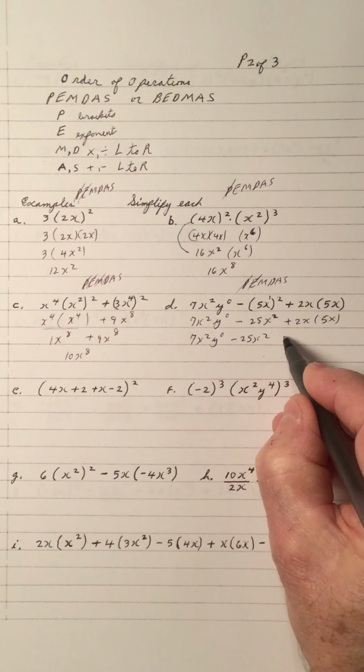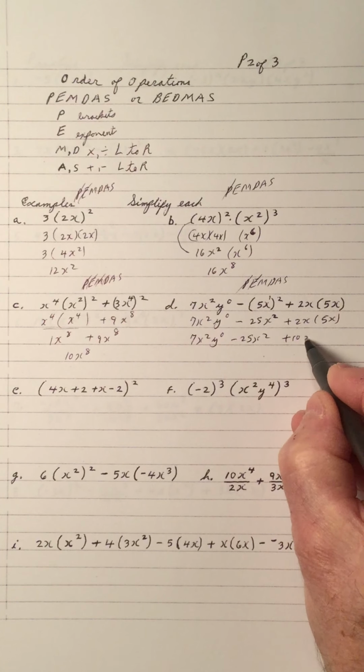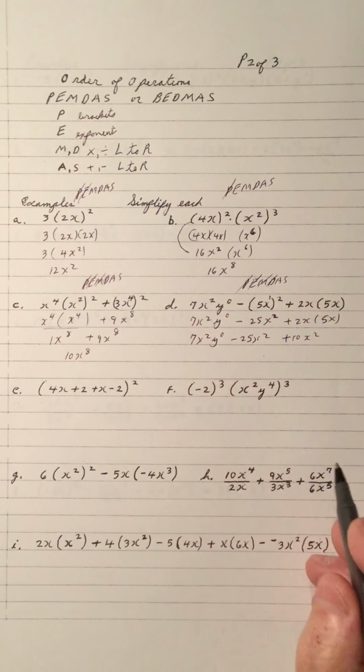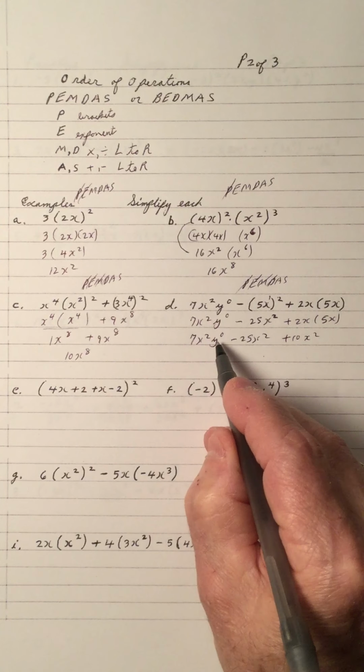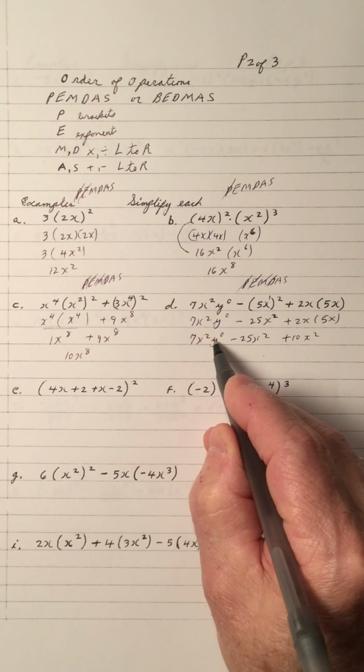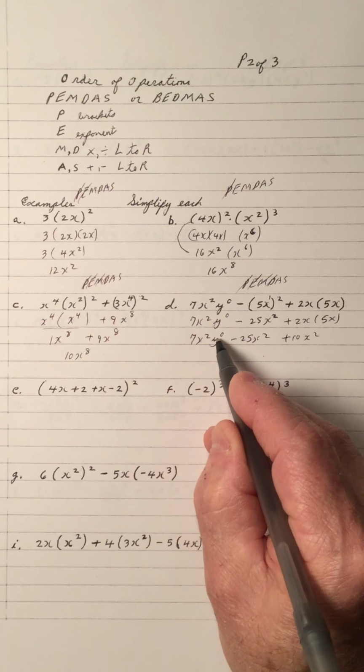And we multiply 2 times 5 is 10, and x times x is x squared. So multiplication division is done. And I notice that I have to simplify this term. Y to the 0 is a 1.